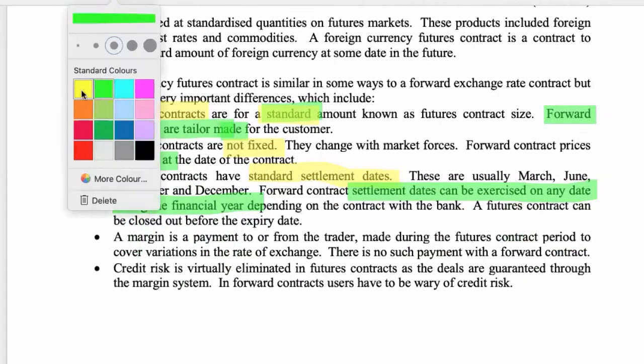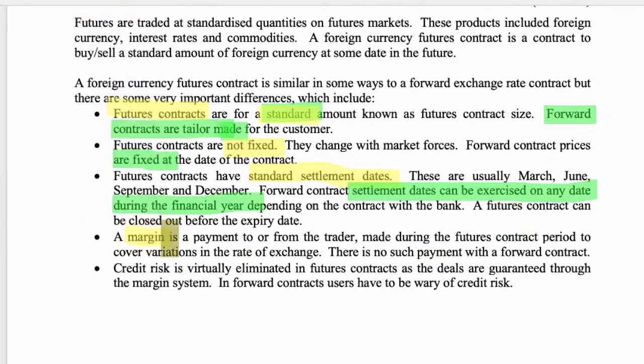The margin is to do with futures. So a margin payment is made during a futures contract period. And why is that? Because it needs to cover what are called variations. Doesn't mean the rate of exchange. That's fine if you're dealing with exchange currency, but it can also refer to variations in the price of gold, the price of oil or sugar, whatever commodity we have. Does anyone recall what we mean by a margin payment?